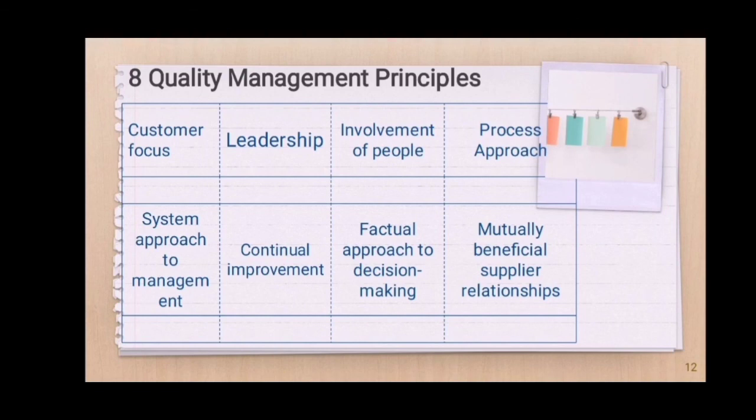And then the process approach. So basically, all processes are connected. It starts from the designs to purchasing until the process of production. Next is the system approach to management, and then the continual improvement. Next is the factual approach to decision making, in which the basis is the performance-based management system. Practices of good management are based on the use of facts, data, and information.